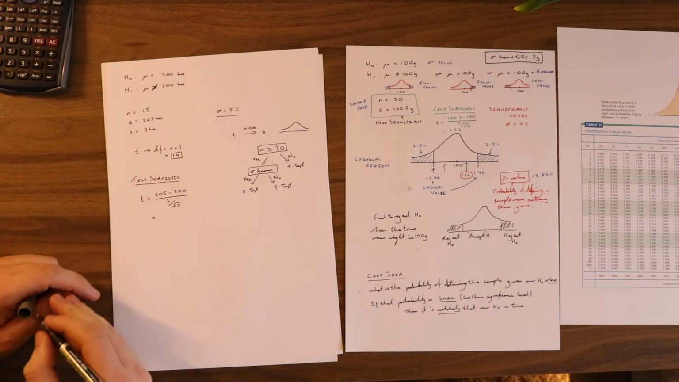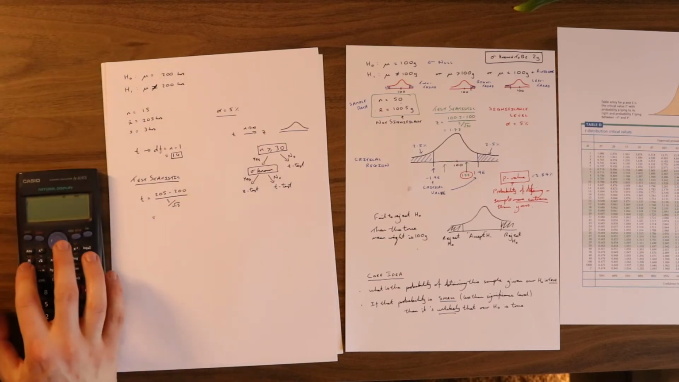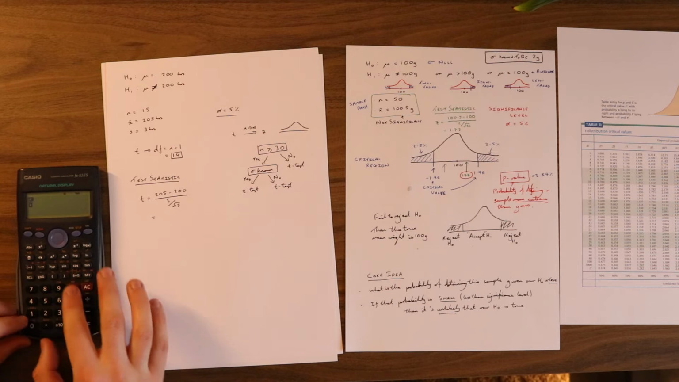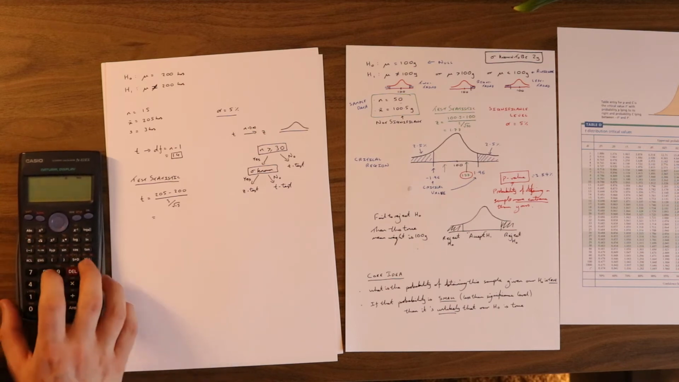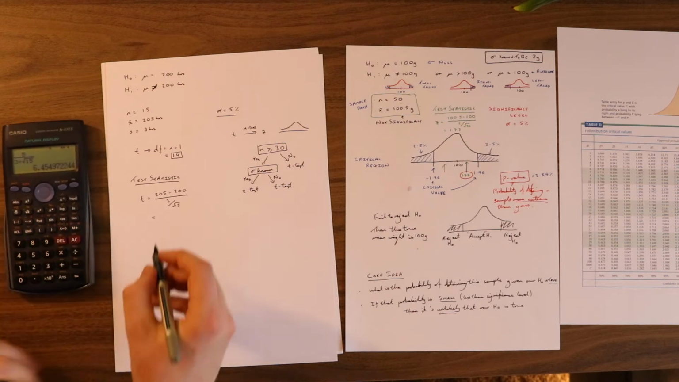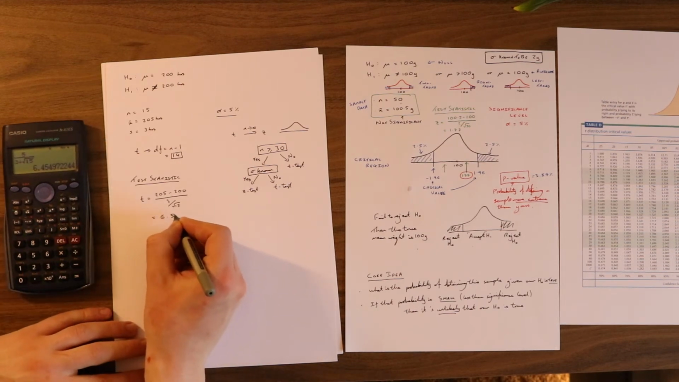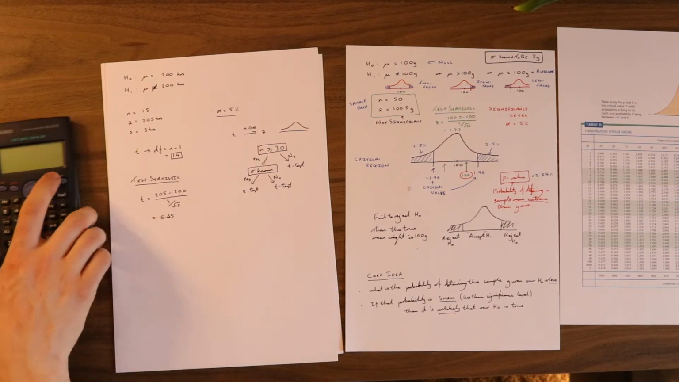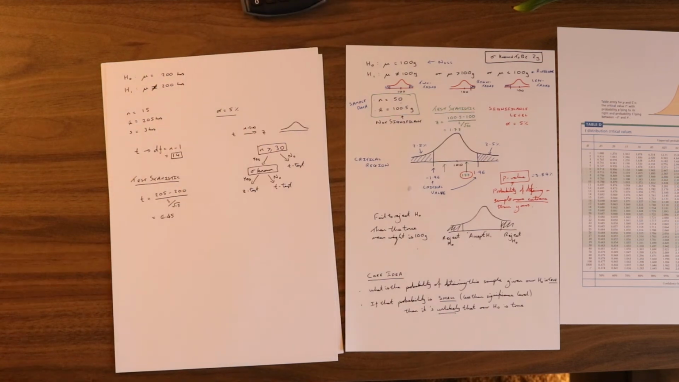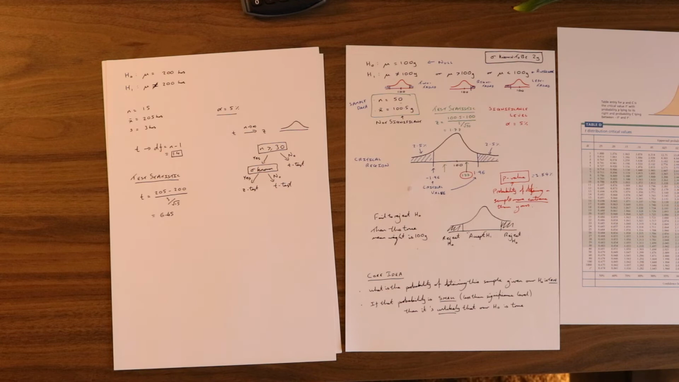So if I stick all that in your calculator, it's going to be 5 over 3 divided by the square root of 15, which comes back as 6.5. Okay, so actually let's do 6.45. Okay, 6.45. Good. So based on this evidence here, I can say that my test statistic is 6.45.